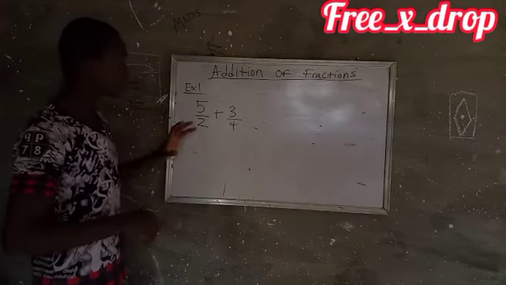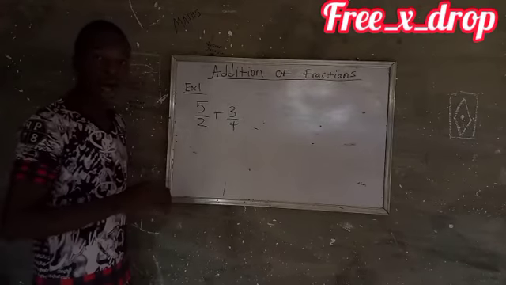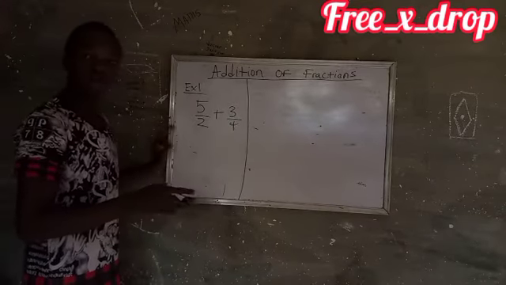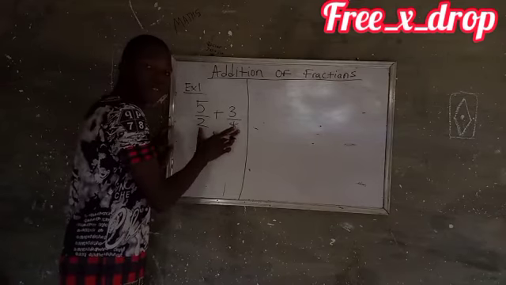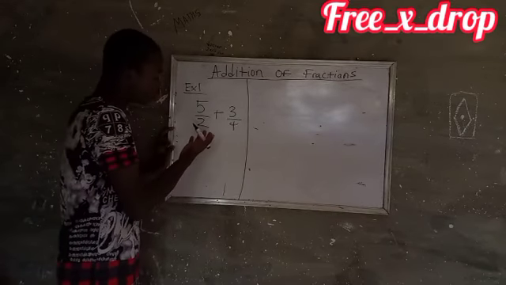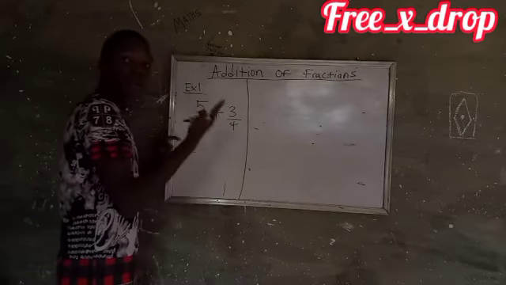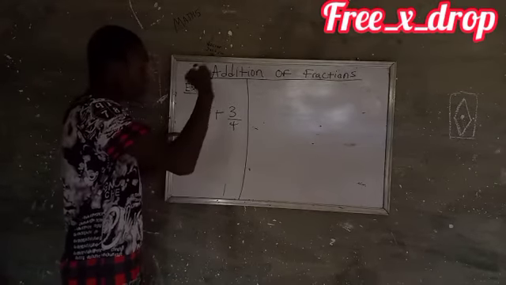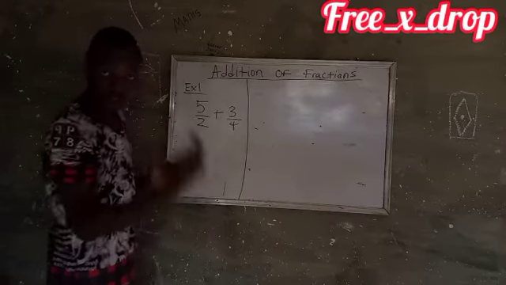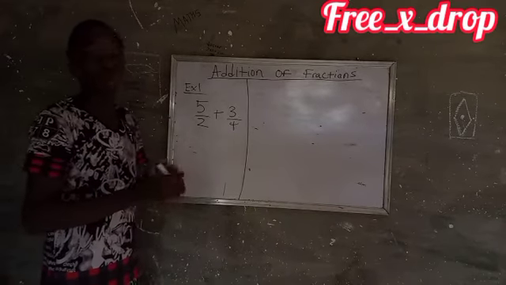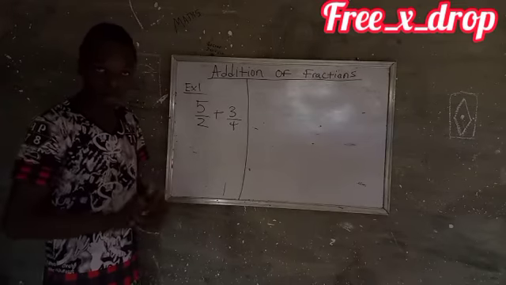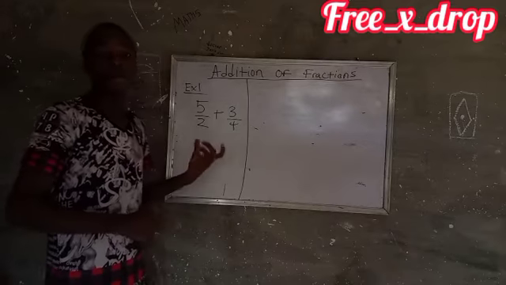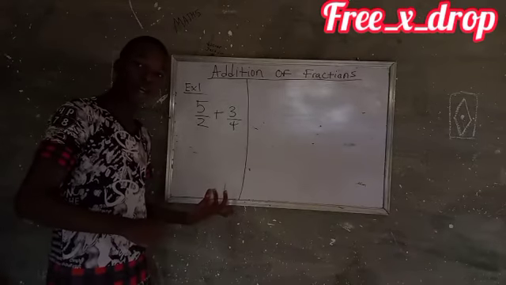Now, let's quickly solve this. For the first method, which is the L.C.M method, this is how you solve addition of fractions. This is our question. The first thing you do, you have to take the L.C.M of the denominators. The denominators are 2 and 4. For those of you who can't do L.C.M, I've already covered that in one of my previous videos. Please check out that video, because I'm going to be going fast on this video and I'm not going to be showing that part.